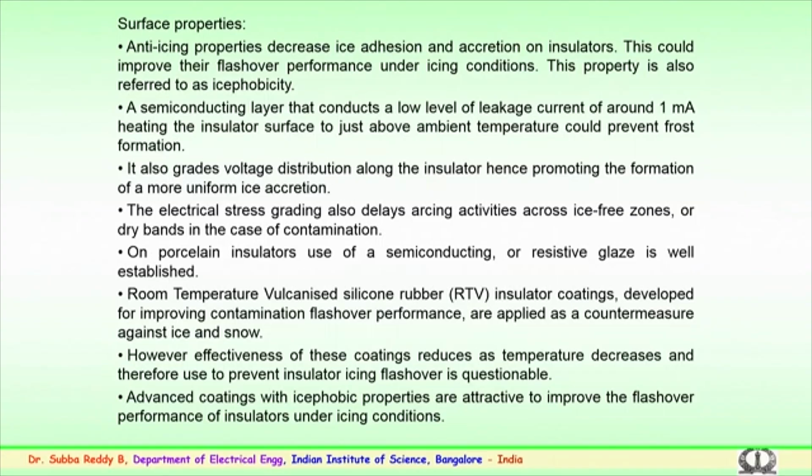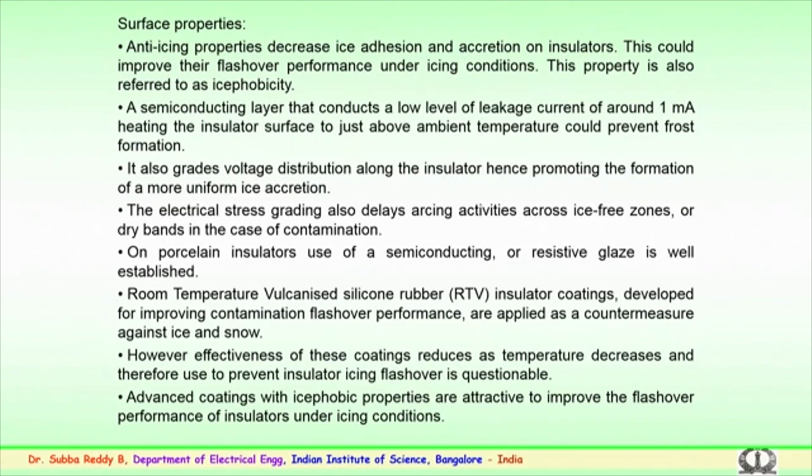The electrical stress grading, that is the grading on the insulator, also delays the arcing activities in the case of long insulator strings. So, better voltage distribution will help delay arcing activities across ice free zones or dry bands in the case of contaminated or polluted conditions.